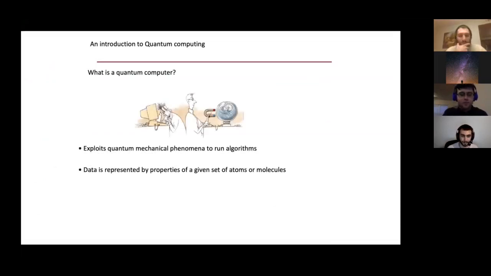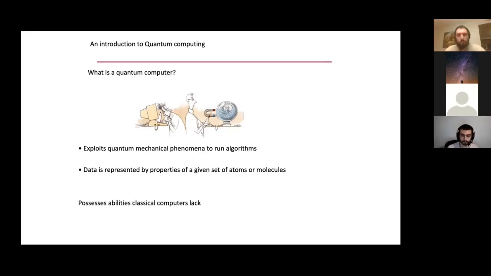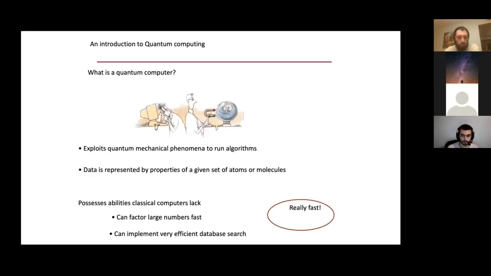And so in my situation, you represent your data by the properties of some kind of atoms or molecules because you're trying to make your system run in a solid state device. Quantum computers possess abilities that classical computers don't have. Some of the things is that it can factor large numbers really fast or can implement very efficient database searches. So basically, they're really fast. And that's one thing that they're very useful for.